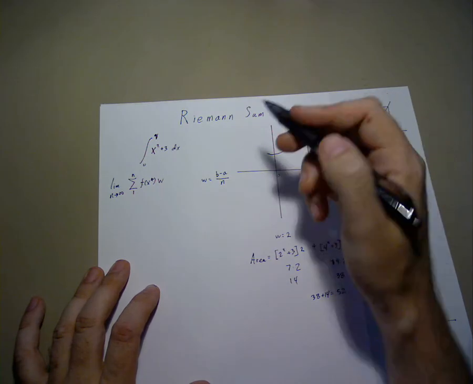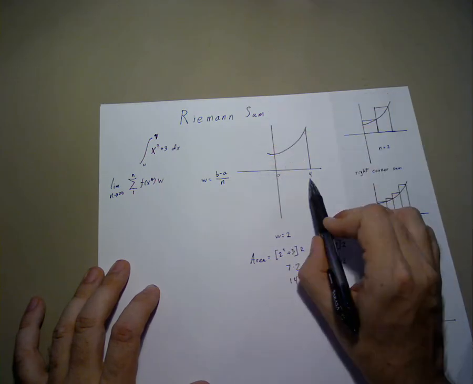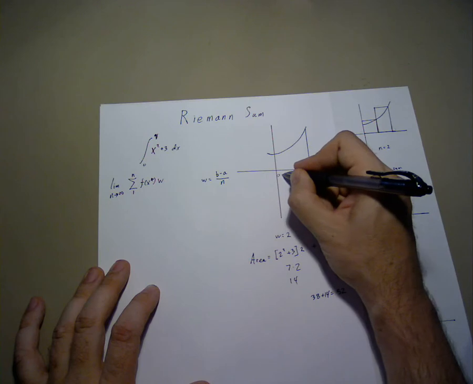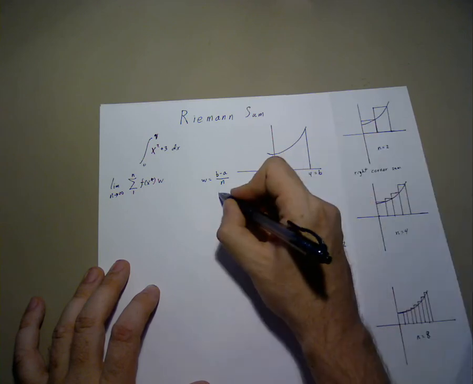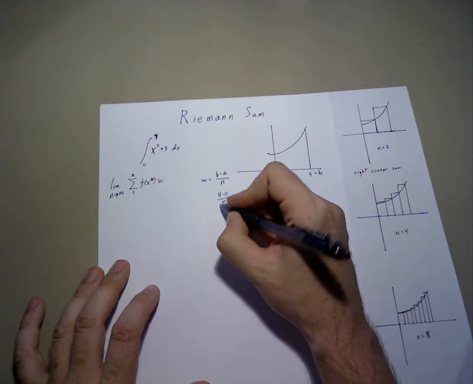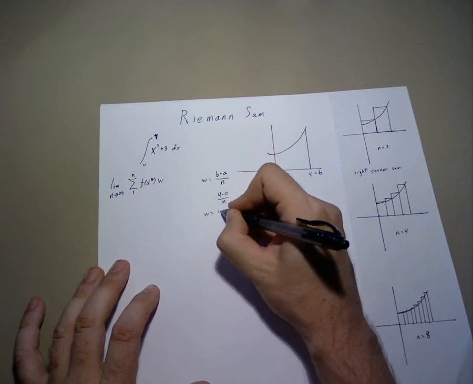Now, in our case, we're summing from 0 to 4. So 0 equals a, and 4 equals b. We have 4 minus 0 over n, or simply w equals 4 over n.